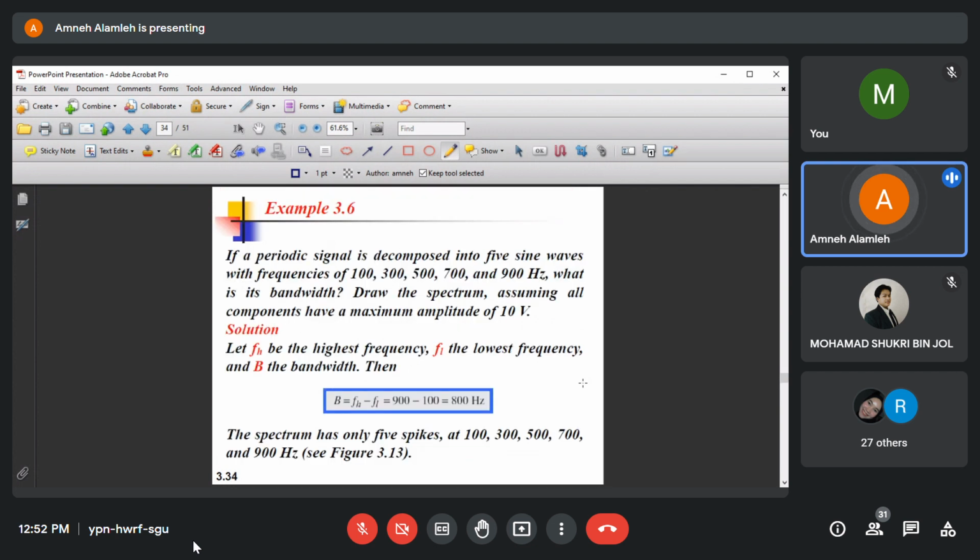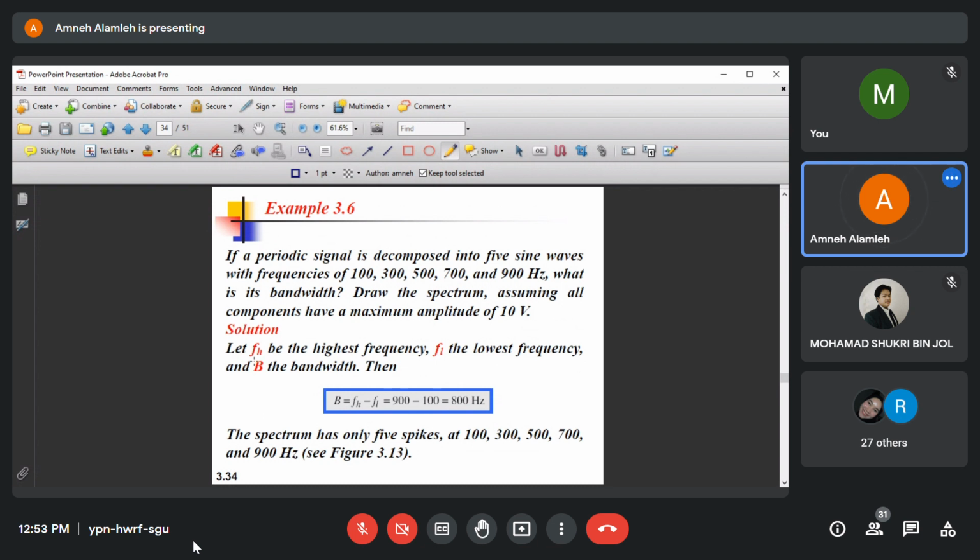If a periodic signal is decomposed into 5 sine waves, look at this example. If a periodic signal is decomposed into 5 sine waves with frequencies of 100, 300, 500, 700, and 900 hertz, what is its bandwidth? And draw the spectrum, assuming all components have the maximum amplitude of 10 volts.